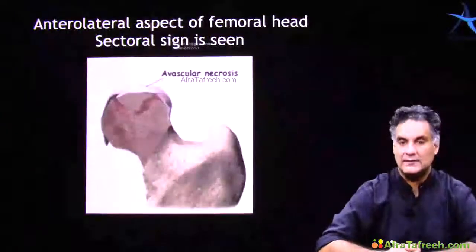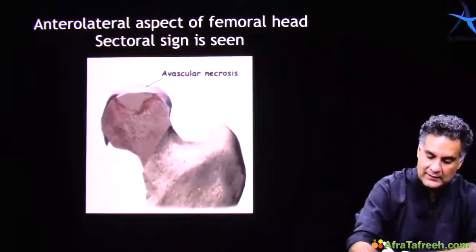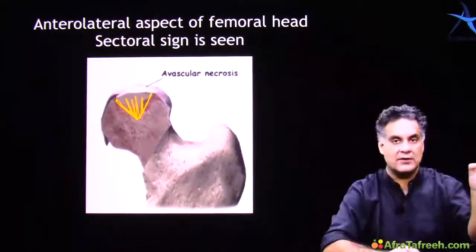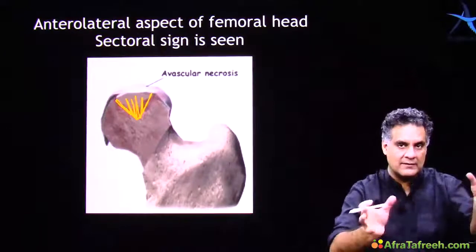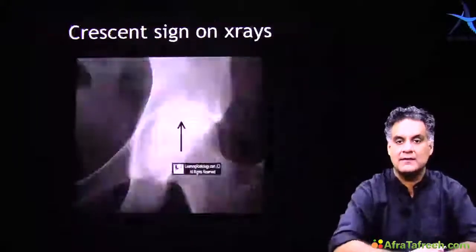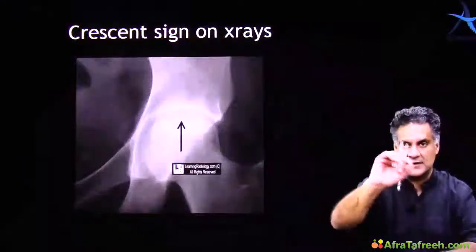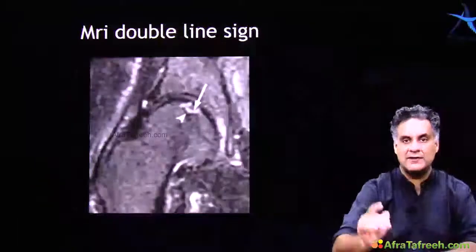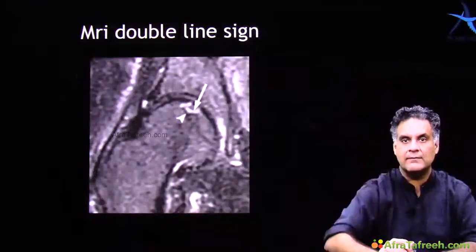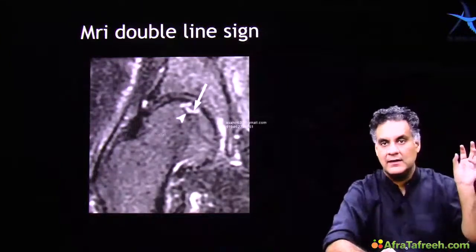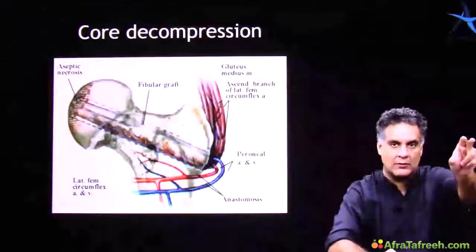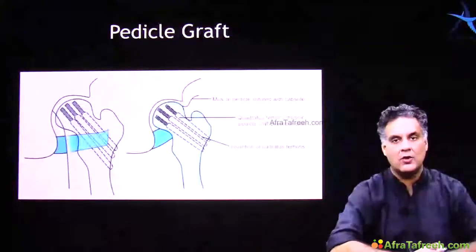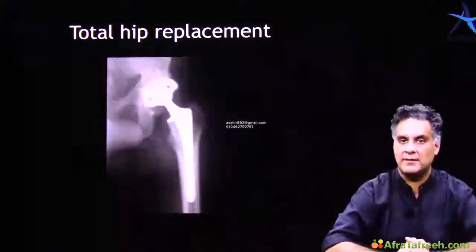And when you look at avascular necrosis of the head of femur, there is an anterolateral aspect which is defective. There is loss of abduction and internal rotation. The movement of the hip is different in different sectors, called the sectoral sign. On an X-ray, you will see a crescentic lucency, called the crescent sign. On an MRI, you will see two bright lines, called the double line sign. Your aim is to decompress this area, make multiple holes, called core decompression. Or take a blood supply with a muscle, put it there, muscle pedicle graft. Or what you do routinely today, replace it.